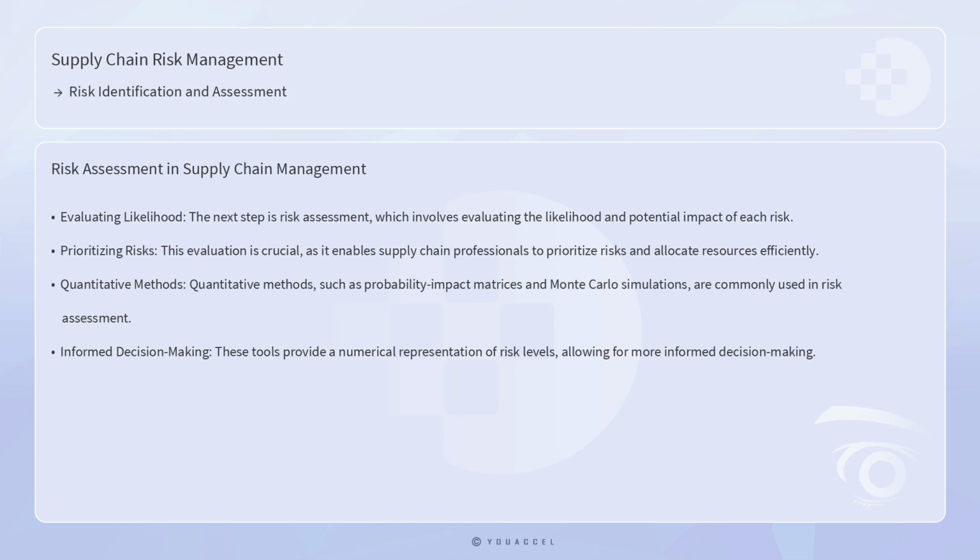Once risks are identified, the next step is risk assessment, which involves evaluating the likelihood and potential impact of each risk. This evaluation is crucial, as it enables supply chain professionals to prioritize risks and allocate resources efficiently. Quantitative methods, such as probability impact matrices and Monte Carlo simulations, are commonly used in risk assessment. These tools provide a numerical representation of risk levels, allowing for more informed decision-making.